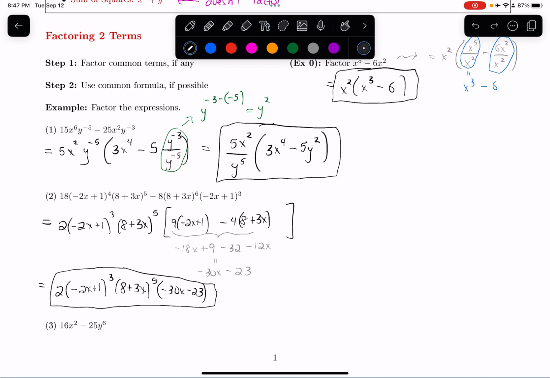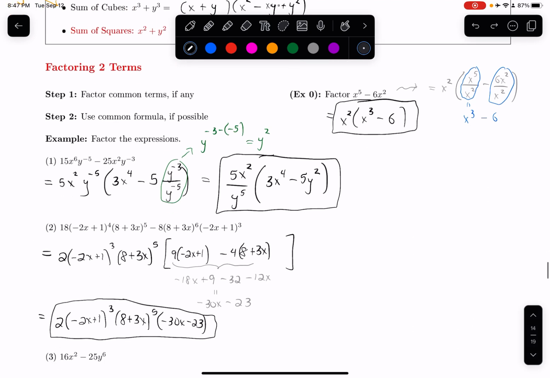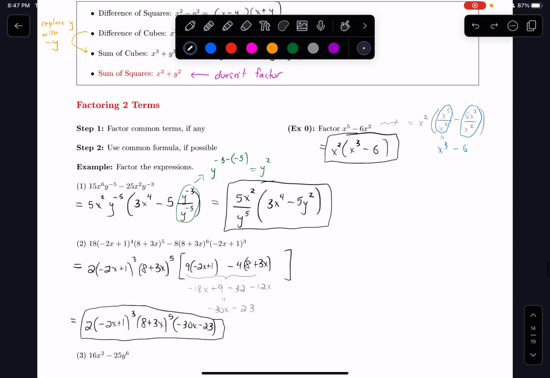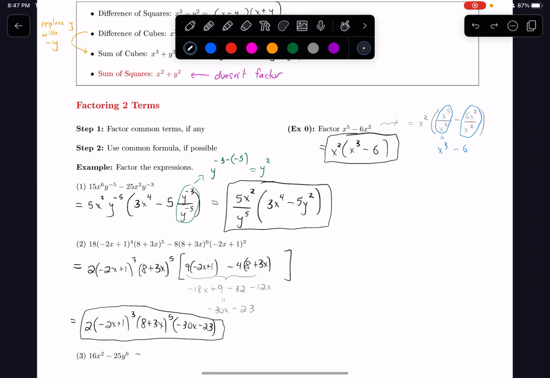So now I think about, can I use one of my common formulas? Do I either have some perfect squares or some perfect cubes here? In seeing these exponents, I'm thinking we got maybe some perfect squares. So I'm going to try to write this as something squared minus something squared. And I'll think about what goes in the parentheses.